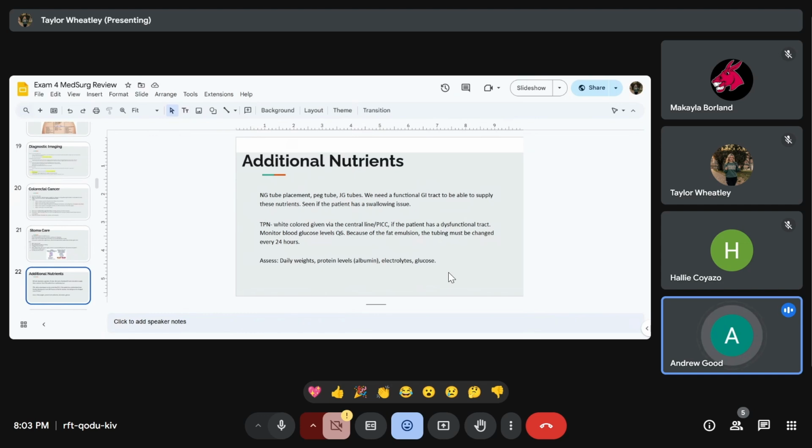And then TPN, they need to be given through a central line or PICC. Monitor those glucose levels every 6 hours. They'll probably have a fat emulsion along with the TPN, and then that tubing needs to be changed every 24 hours. You want to monitor weight, albumin levels, electrolyte levels, and glucose levels because those are all pertaining to nutrient levels.